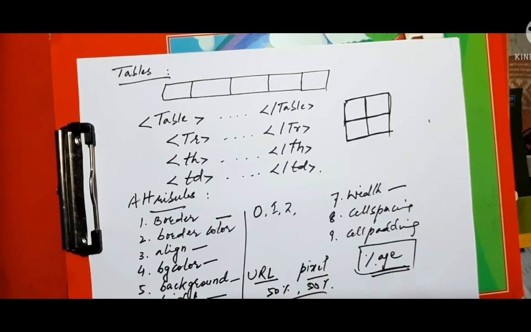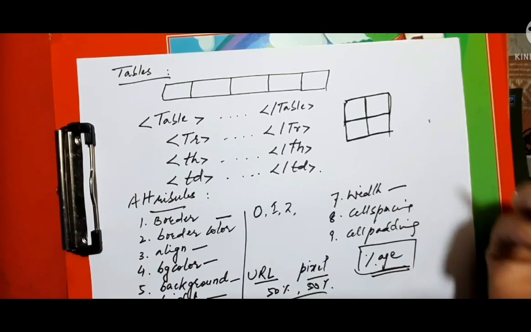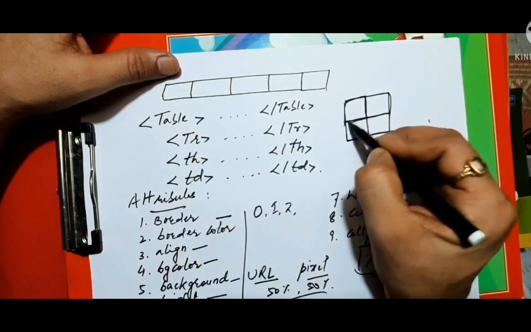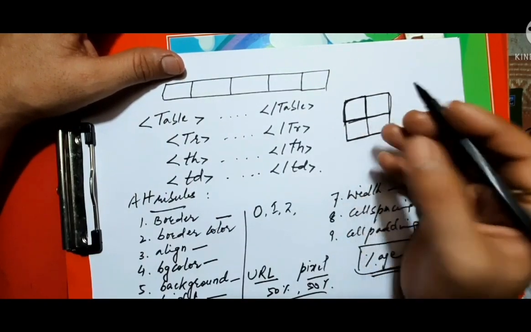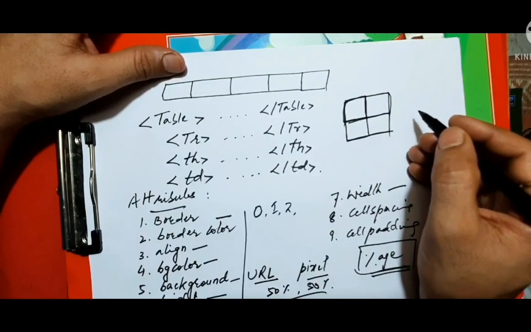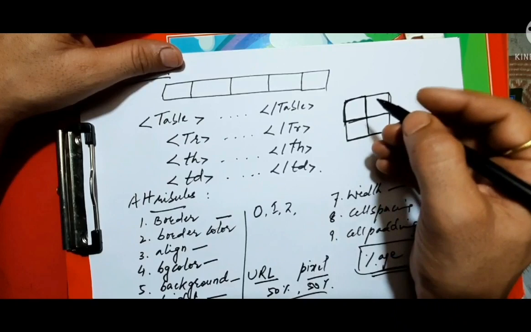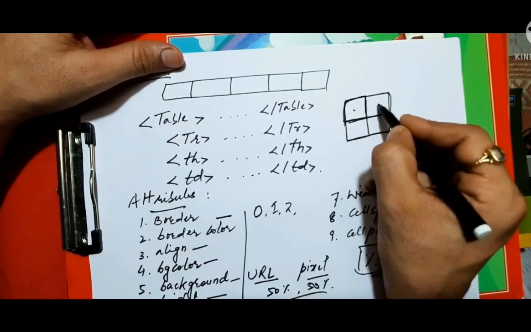The values for cell spacing and cell padding are specified in pixels. Cell spacing fixes the space between cells, and cell padding specifies the space between the cell border and its contents. Let's suppose this is your cell. If you specify cell spacing, let's say 20 pixels, this 20 means the space between this cell and this cell.